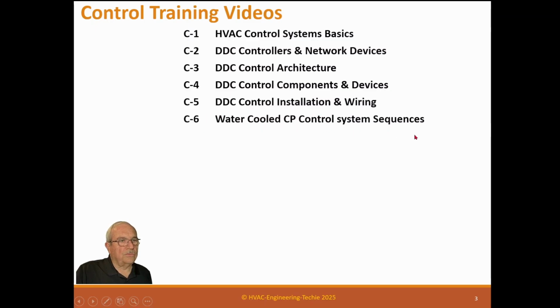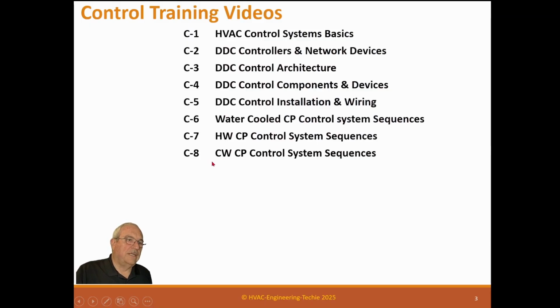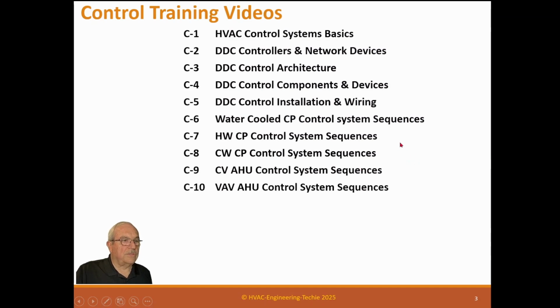C6 is water-cooled central plant system sequences. C7 is hot water central plant control system sequences. C8 is chilled water central plant control system sequences. C9 is constant volume air handler control system sequences. C10 is VAV air handler control system sequences. C11 is outside air handling unit control system sequences.